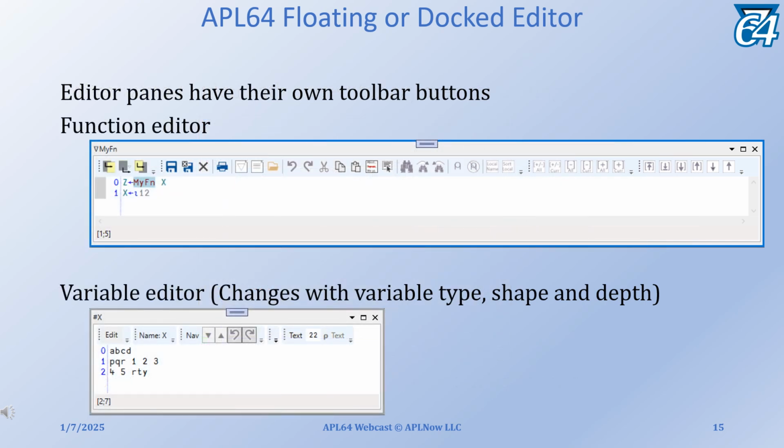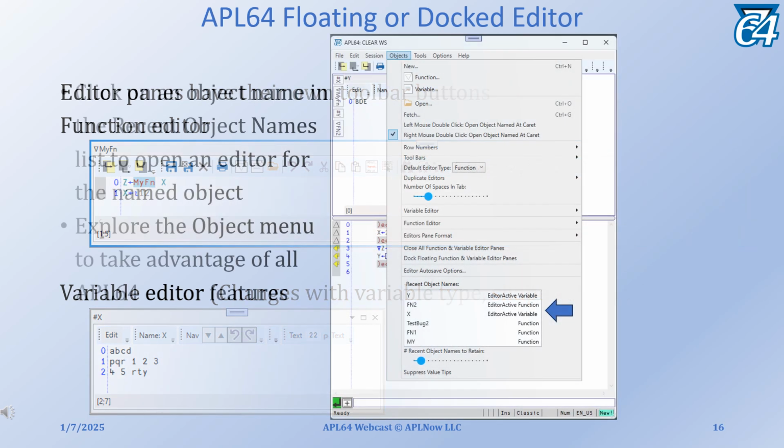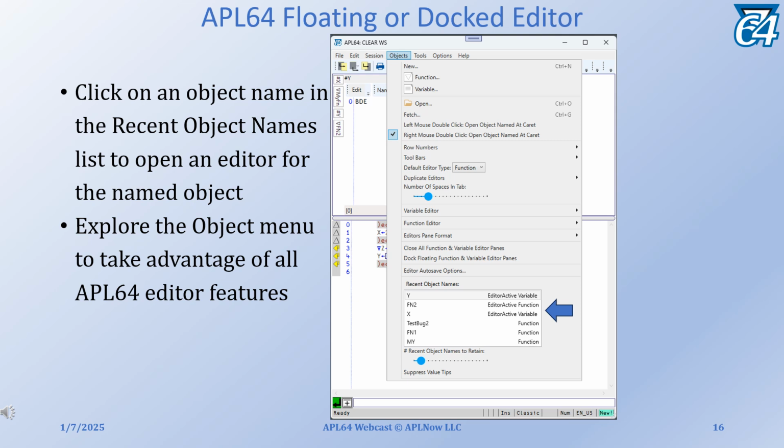Editor panes have their own toolbar buttons, so that whether they are docked or floated, the toolbar options are located within the editor pane. The toolbar buttons of a variable editor pane change with the variable's data type, shape and depth. Click on an object name in the Recent Object Names list of the Objects menu to open an editor for the named object. To learn more about the function and variable editors in APL64, explore the Objects menu.